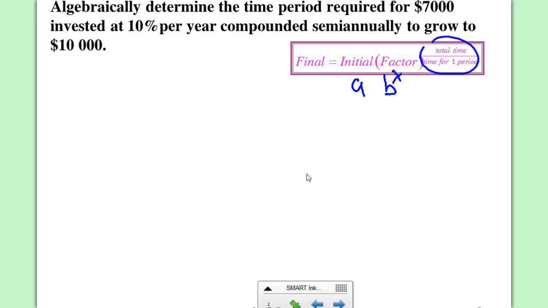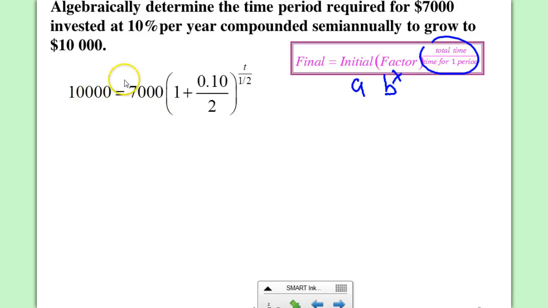How is it growing? Is it decaying? In terms of how often it will grow, you have to consider the total time divided by the period it takes for one growth. So in this case, we make up a formula: how long does it take 7,000 to grow to 10,000? Well, 10,000 is our final, 7,000 is our start. How much is it growing? It's growing 10% in a year, but it's compounded every half a year, so it's going to grow by 5%. So that's 1.05, and the exponent is 2t, because it's t divided by a half.